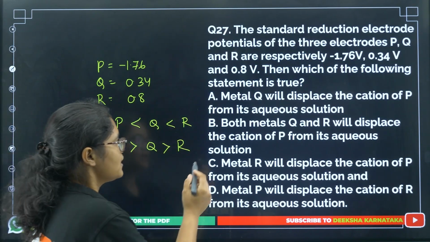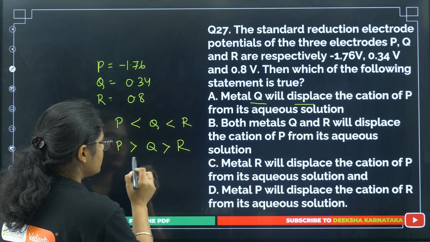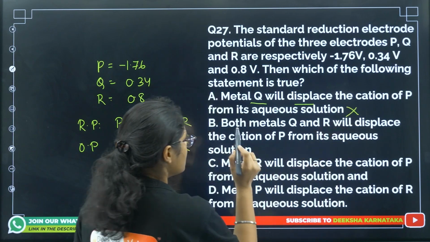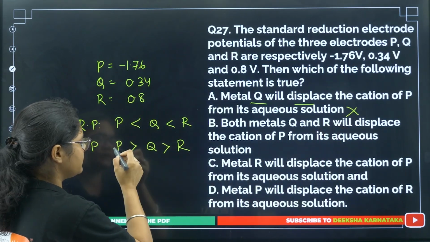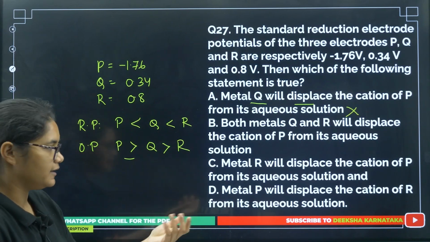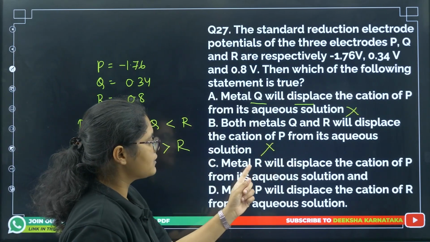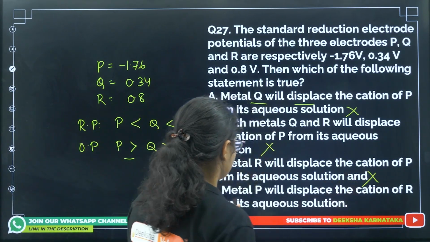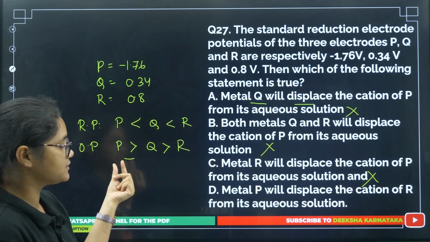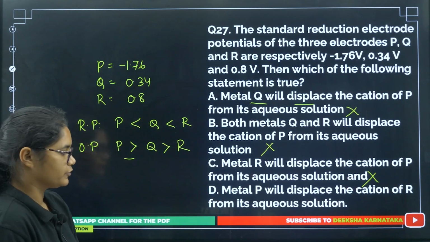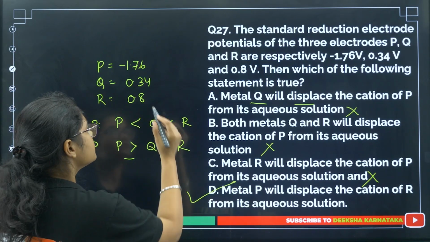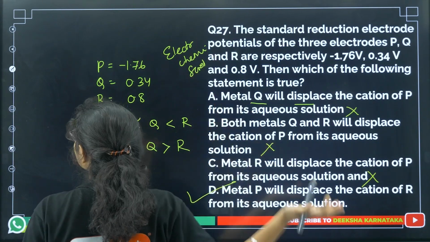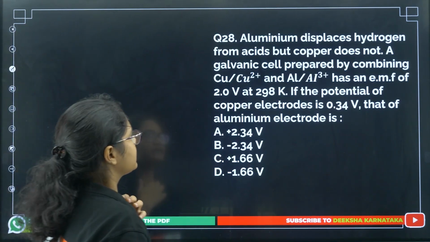Okay, now let us do this question. Q will displace cation P. Can Q displace P? No, right? Because oxidation potential of Q is less. So this statement is wrong. Next, both metals Q and R both will displace P? No, because their oxidation potential is less than P. So this statement is also wrong. Next, R will displace P. R cannot displace P because R oxidation potential is less than P. So this statement is also wrong. Next, P will displace R. P can displace R because P's oxidation potential is more than R. So the correct statement for this question will be option number D. So this question has come from your electrochemical series. Okay, but the concept is your oxidation and reduction potential. Let us move to the next question here.